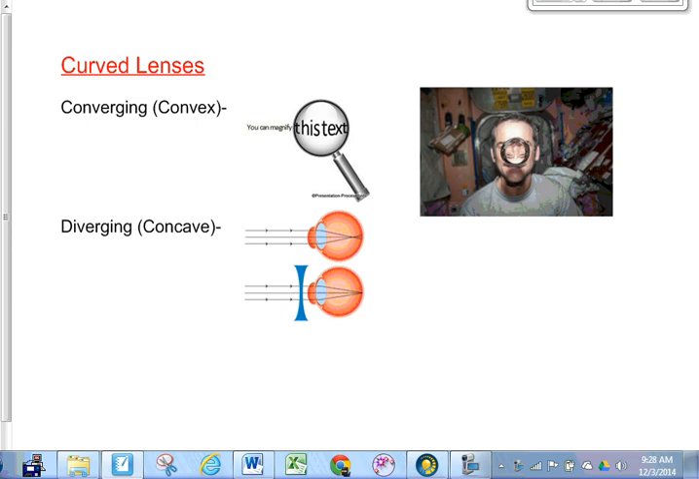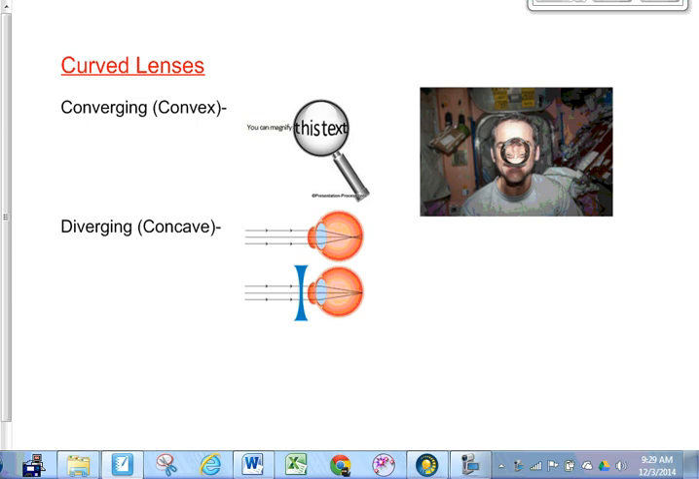Sometimes we put a curved lens in front of our eyes to spread out the light so that it doesn't converge quite as quickly. It converges a little bit further back on our retina. Maybe we put a lens in front of our eyes to bring the light together, just in case the light is converging behind our retina. In other words, maybe we're nearsighted, maybe we're farsighted, maybe we need a convex lens, maybe we need a concave lens, depending upon what we can see and what we can't see.